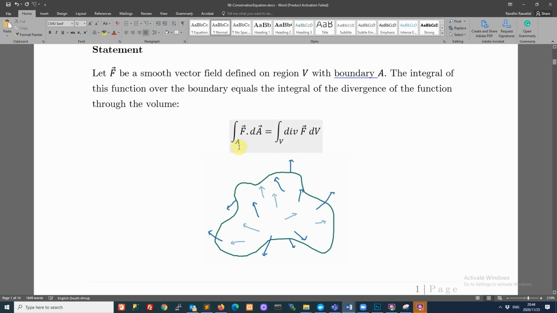So instead of integrating only on the surface, if we integrate through the whole volume of the blob, and if we take all the values of f inside that blob, and if we take the divergence of f inside the blob, then adding up all the interior changes gives us the same as the integral of f on the surface.